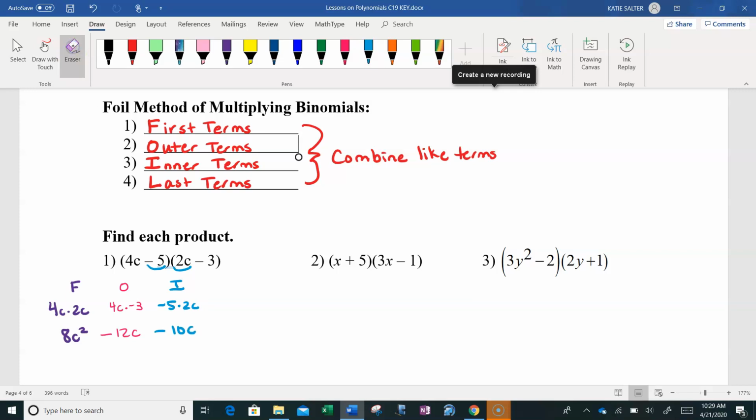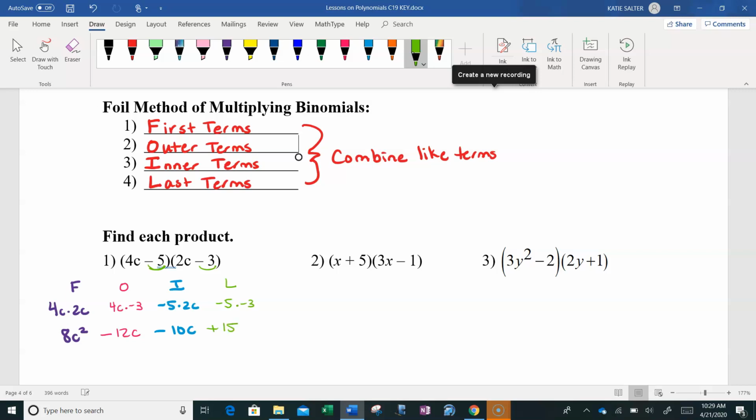And then the last letter in FOIL is L for last. What that means is I want to multiply the negative 5 times the negative 3. So negative 5 times negative 3 would give us positive 15.